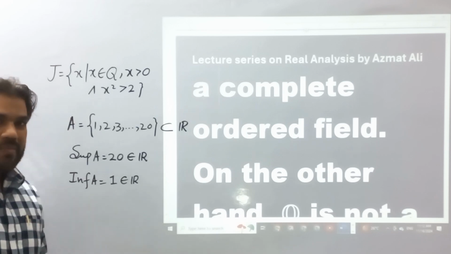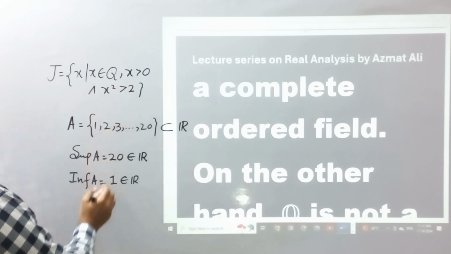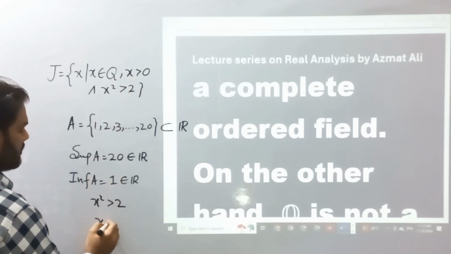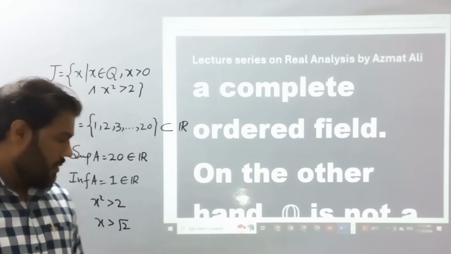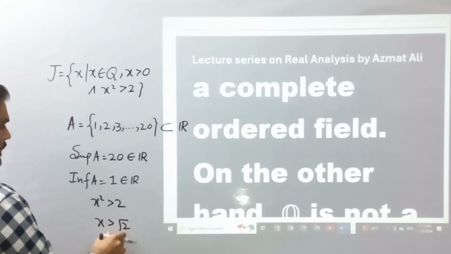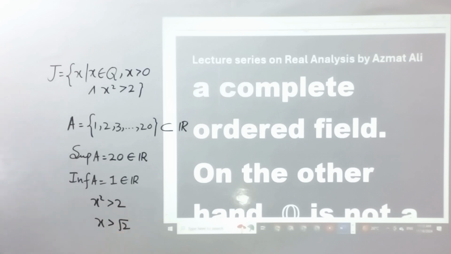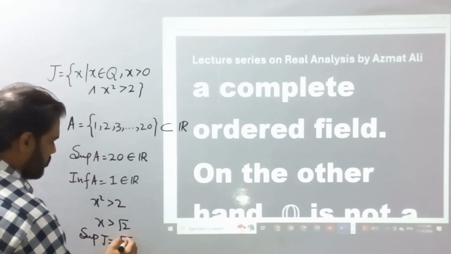Now, if we solve this inequality, x squared greater than 2, where x is positive, taking the square root on both sides this will give us x greater than square root 2. Every number that is greater than or equal to square root 2 is an upper bound of this set J. But the least upper bound is square root 2. So the supremum of J is equal to square root 2.